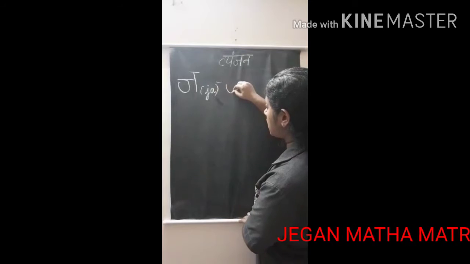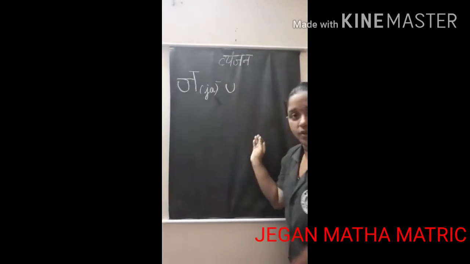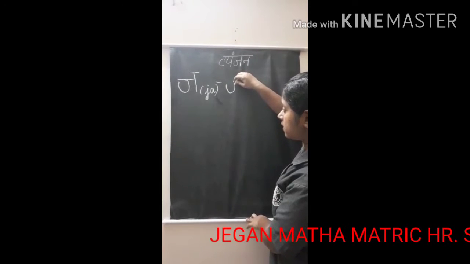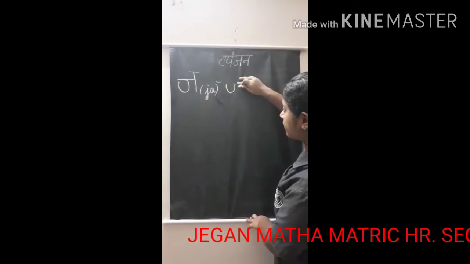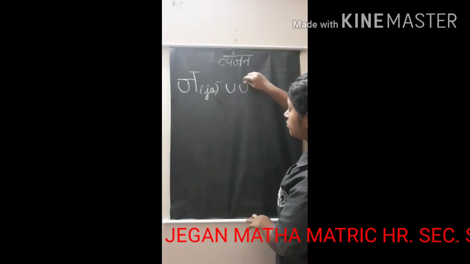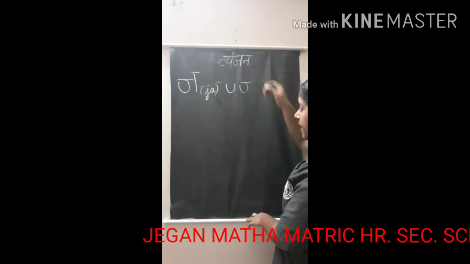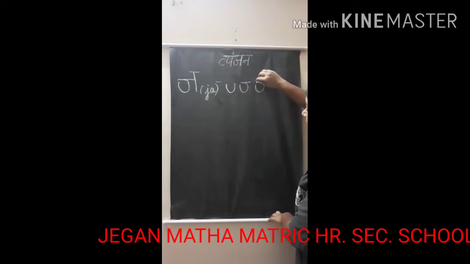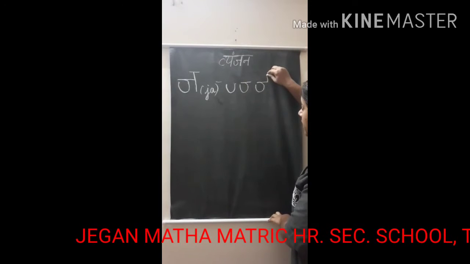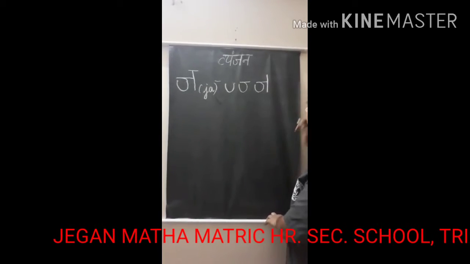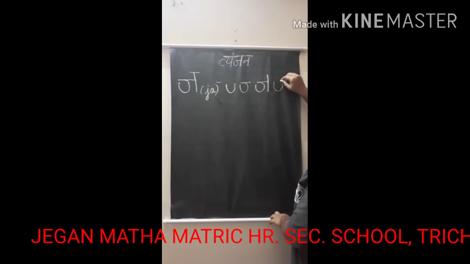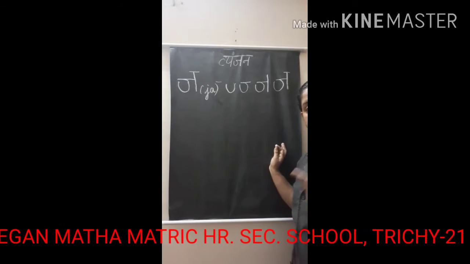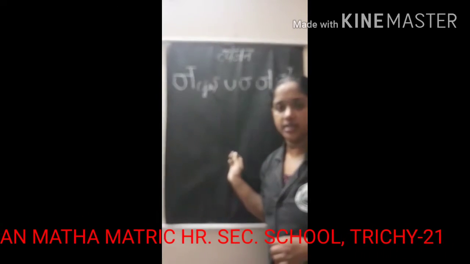Now let's see step by step how to write the vyanjan ja. First, we draw a U-like curve. Then at the left side of that curve, it moves towards the right and comes back like this. Then it moves up, finally moves down, and at last the sleeping line. So this is the way you have to write the vyanjan ja.